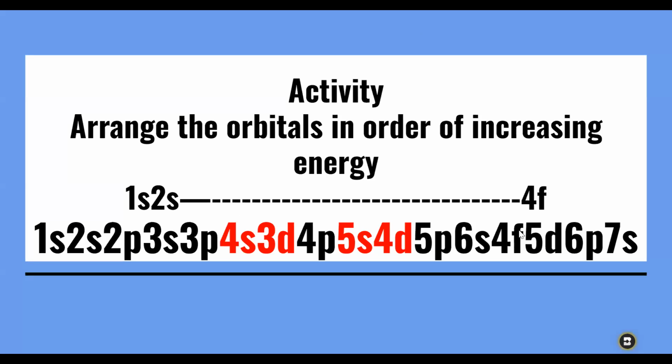Hopefully you got something like this. I told you to stop at 4F. I just wrote the rest, but that's okay. This is what you're supposed to get. And check what you did here and what you did here. Logically, you expect 3D after 3P before 4S, but that's not the case. There's 4S before 3D, and here there's 5S before 4D. This is something you must know. You must know this order. You must know this is the way it's supposed to look.